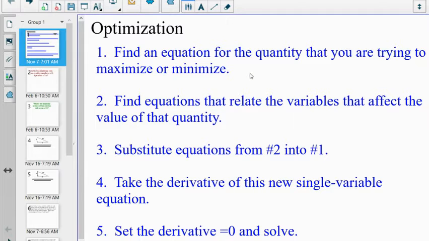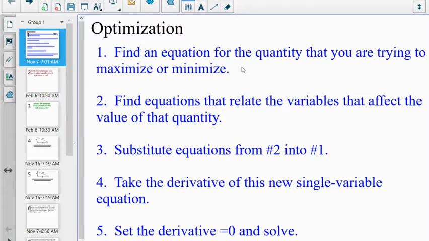And this is big. I'm tutoring a young lady who's taking a pre-calc class in another school district, and I emphasize this so much with her, that if I'm trying to maximize the cost, create a cost function. If I want to maximize the profit, then I want a profit function. But you want whatever you're trying to maximize or minimize. Optimization means one or the other. I'm trying to maximize or minimize something. So find an equation for that quantity, whatever it is.